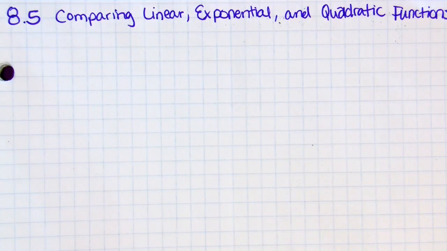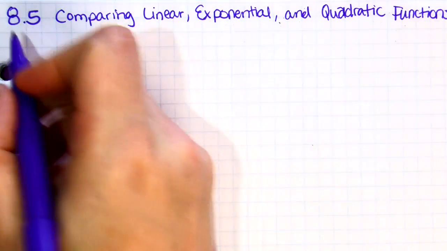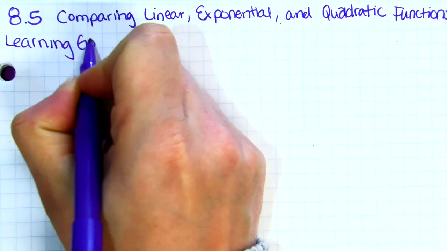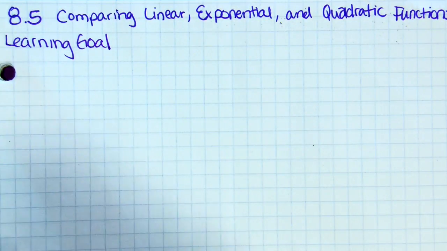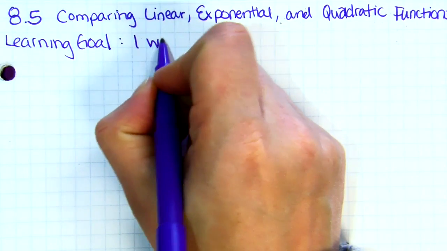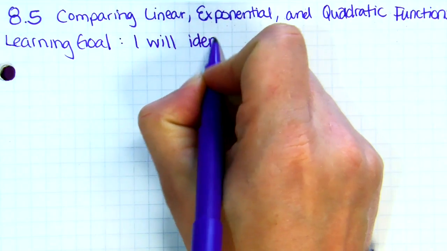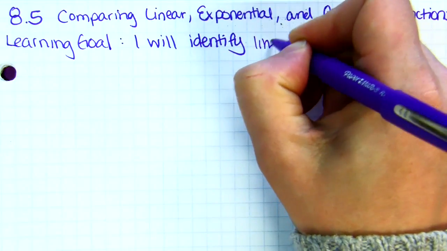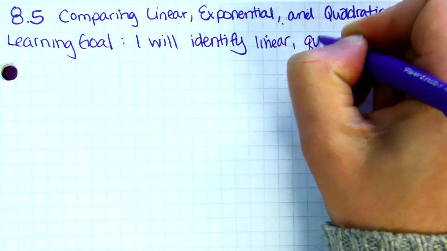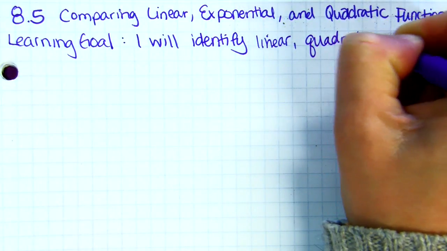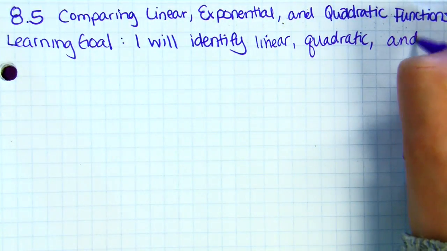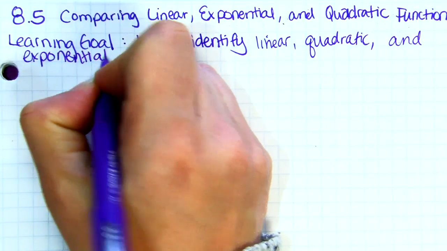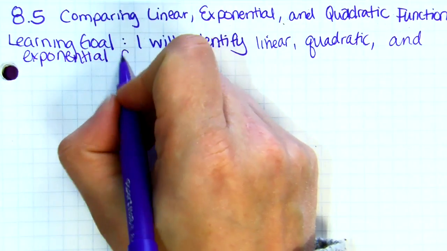In 8.5, we're comparing linear, exponential, and quadratic functions. Our learning goal is I will identify linear, quadratic, and exponential functions using graphs or tables.